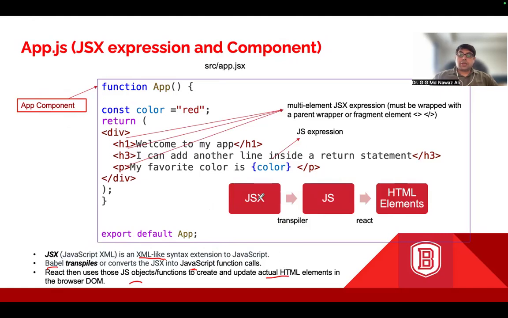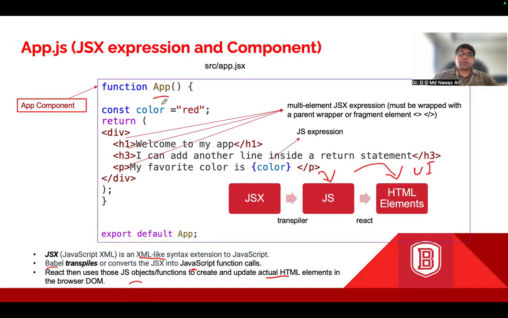So the JSX is first converted to JavaScript objects and functions, and then React renders it to HTML elements, and then we can see the user interface, the UI. That is created by a set of components, where each component is created by JSX statements. This is an example of how we create JSX. This is basically a component.